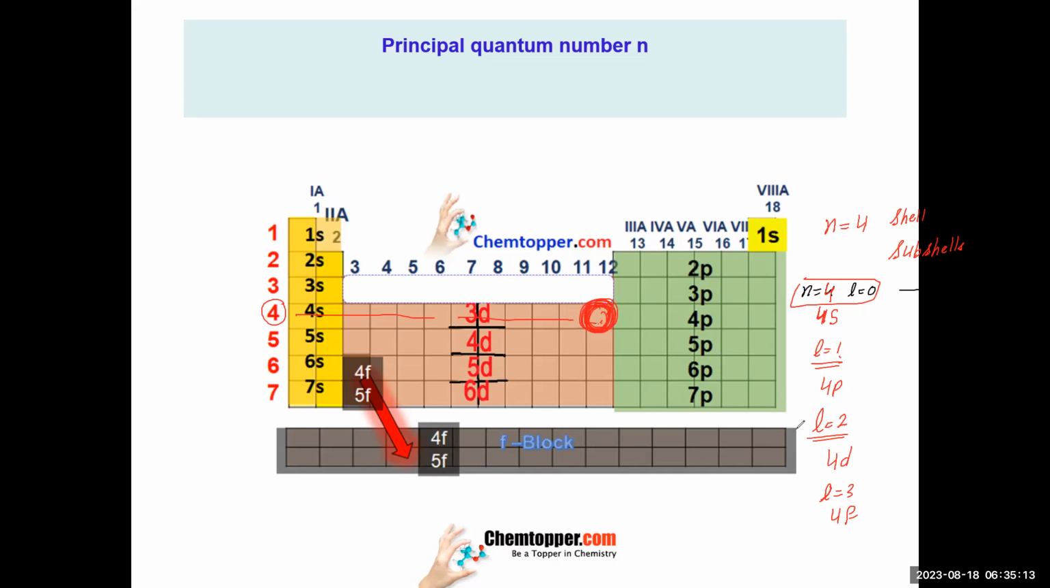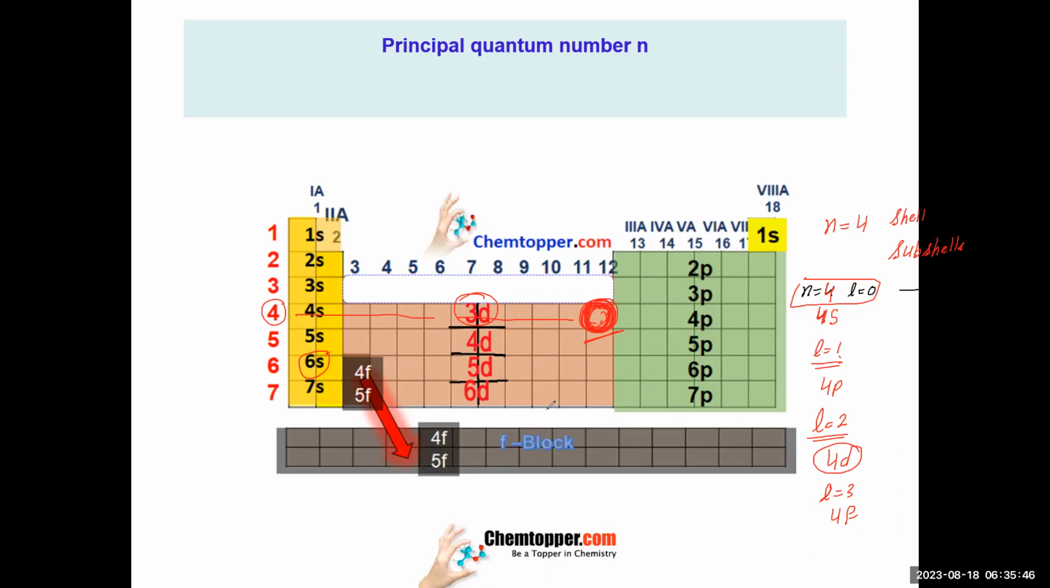Do we have 4d there? No, it's vacant. It's 3d, not 4d. Do we have 4f? No. 4f will come after 6s. This anomalous nature means they are not following the sequence. The sequence is not followed. This anomaly is due to the Aufbau principle.